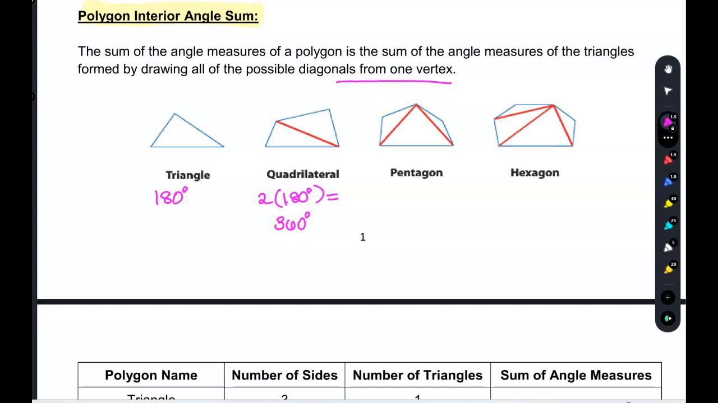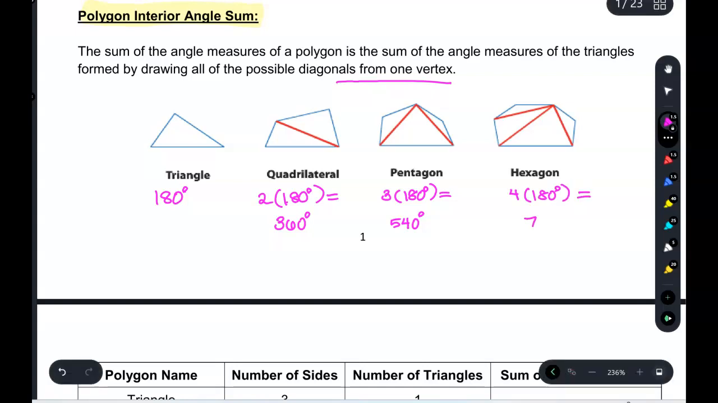Okay. If you have a pentagon, how many triangles are formed from extending from one vertex? 3. 3 times 180, 540 degrees. So what we're noticing, the more sides we have, the bigger and bigger the interior angles add up to. How about a hexagon? How many triangles? We have 4. So 720. How do you know that? Well, you can grab a calculator. You can have your calculators now.